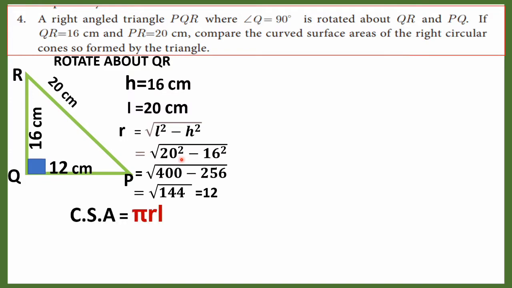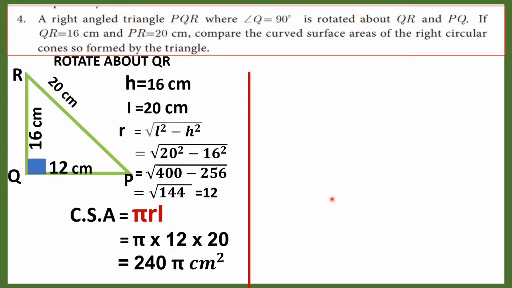Curved surface area equals πrL. Substitute the values. Here there is no need to substitute the value of pi because the numbers are not cancelled by 7. So please keep pi as it is: 240π centimeter square. Next we rotate the triangle about PQ.